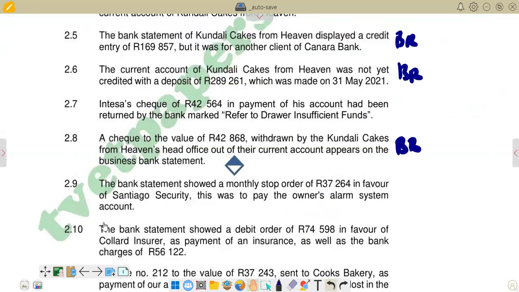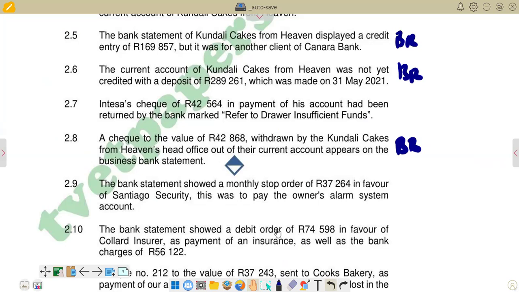Right, we are now going to 2.10, which is the bank statement showed a debit order of 74,598 in favor of Pollard Insurer as payment of an insurance, as well as the bank charges of 56,122. What does it mean? Remember, whenever we have bank debit orders, stop orders, standing orders, those are effected in the bank first before we notice them in the business.